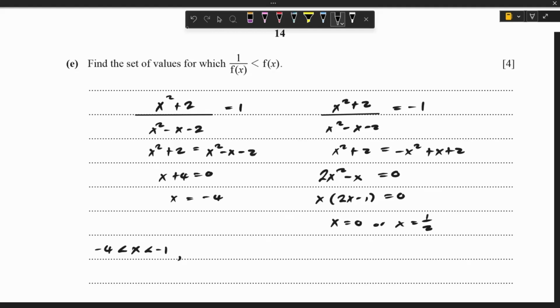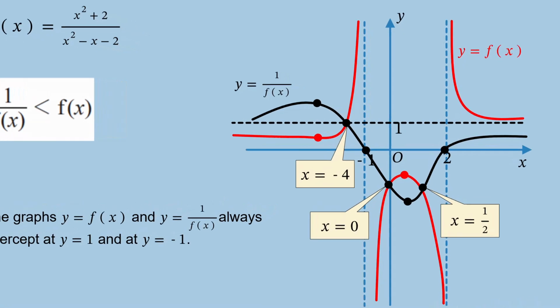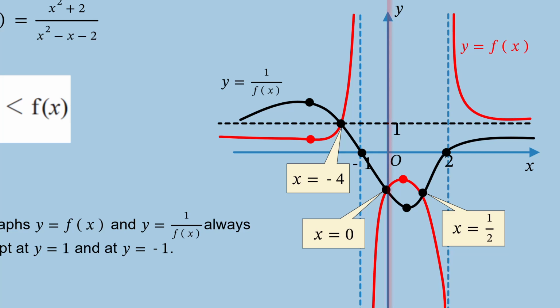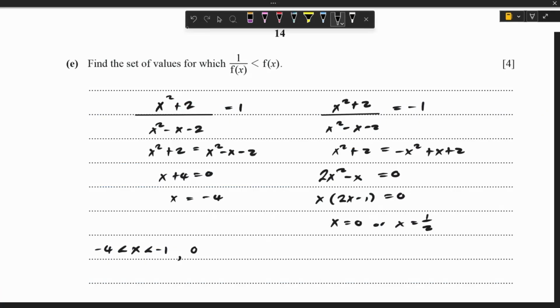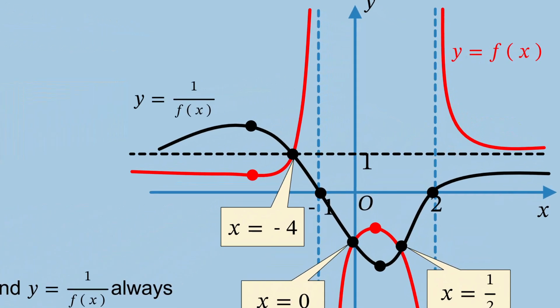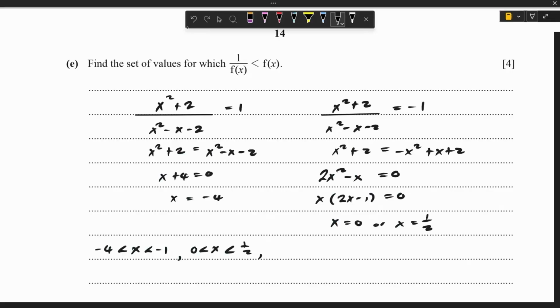All right. If we go back to the graphs, you can also see that for the region from here to here, the reciprocal graph in black is vertically below the graph in red. So that's again a solution. That's between 0 and a half, remember? So again, 0 to a half. Lastly, if you look at the values that are greater than 2, you can also see that the reciprocal graph is vertically below the graph in red. So again, for values of x that are greater than 2. So what we have here is the solution.